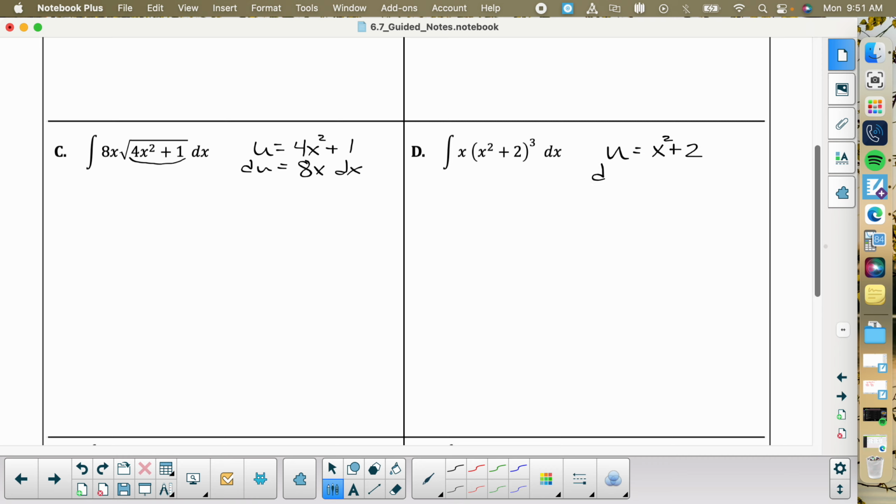And then the derivative of u should be 2x dx. Now, our problem is what? We have x dx. We don't have 2x, we just have regular x. Now, if something is different by a multiplier, a numeric multiplier, that's not an issue. If something is different by a variable, we can't adjust that, we can't manipulate that. But anytime it's just a numeric difference, we 100% can manipulate the problem to make it work for us.